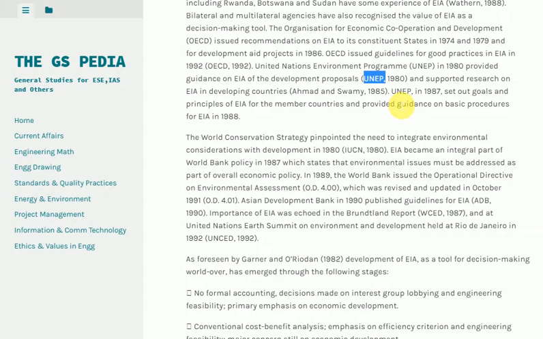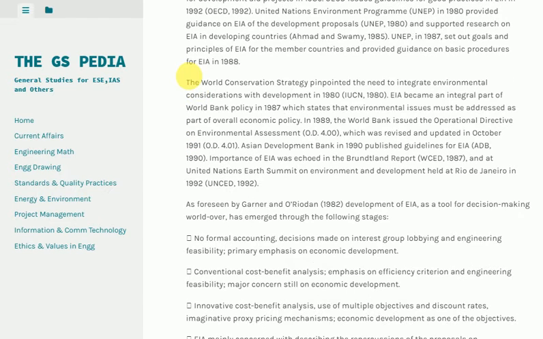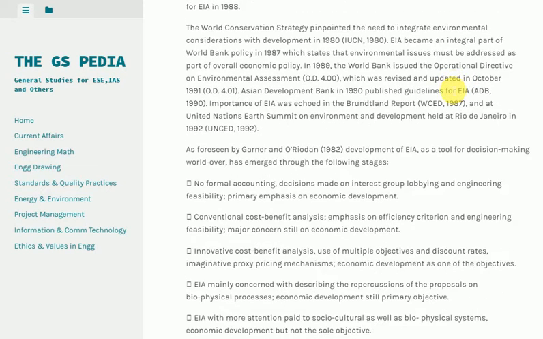supported research on ESE in developing countries (Ahmed and Swami 1985). UNEP in 1987 set out goals and principles of ESE for the member countries and provided guidance on basic procedures for ESE in 1988. The World Conservation Strategy pinpointed the need to integrate environmental considerations with development in 1980.